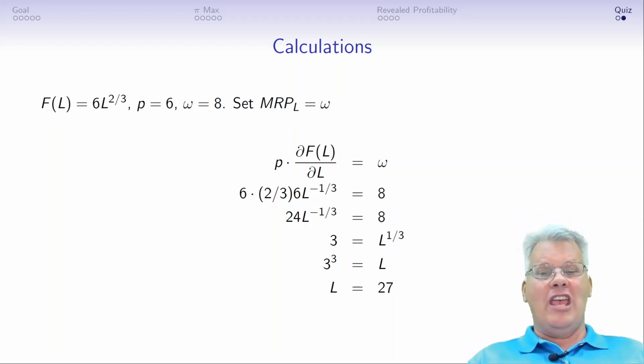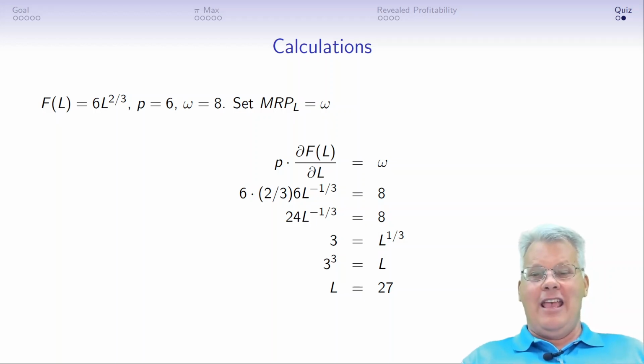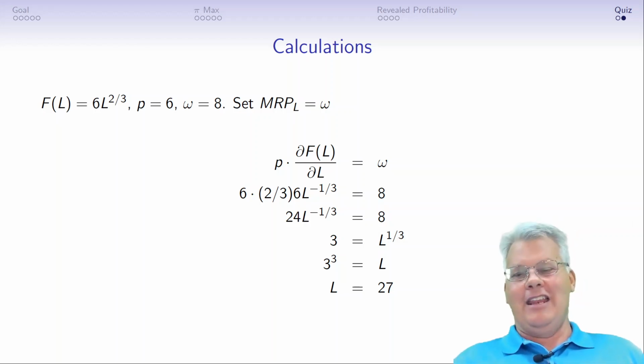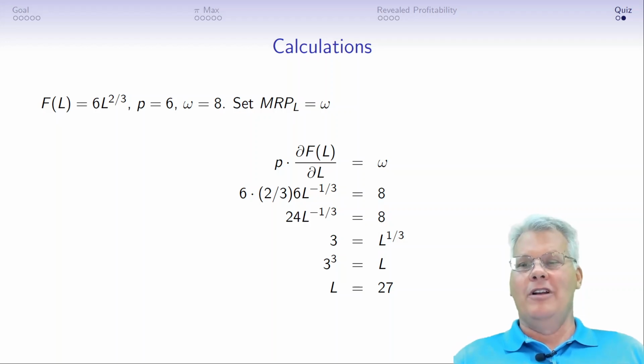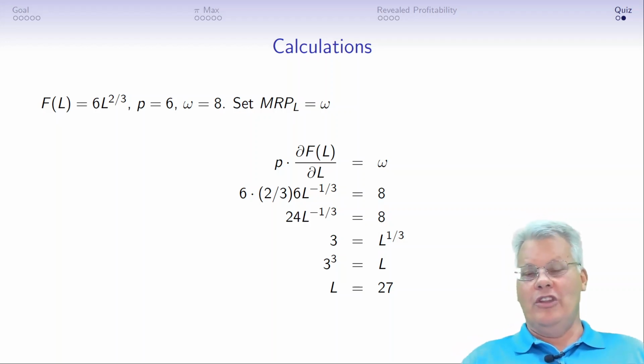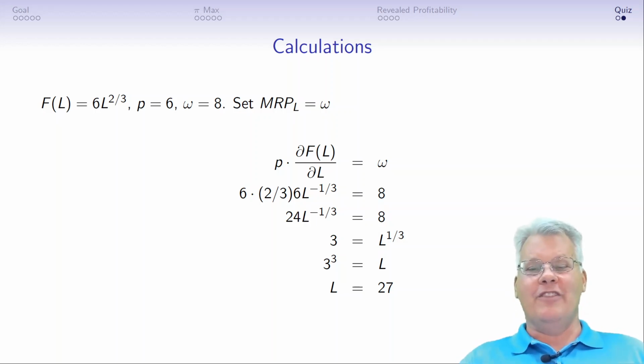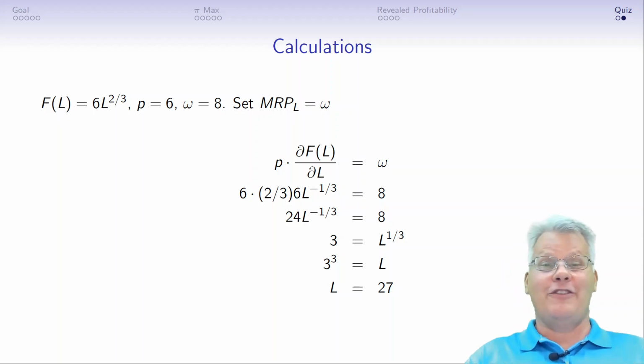So I take the derivatives and I manipulate and solve for L, right? So now it turns out I have to cube both sides, and L, the quantity of labor that this firm uses to maximize profit, should be 27 units of labor. So that does it for chapter 21.